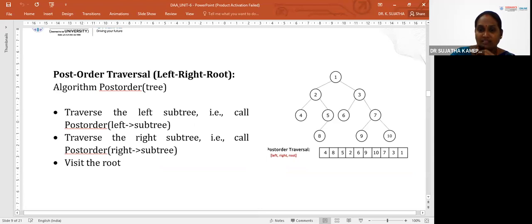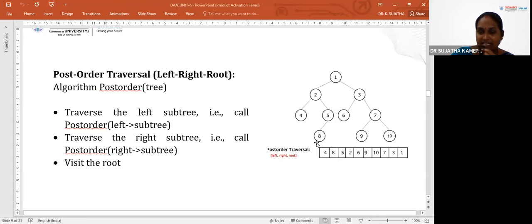And coming to post-order traversal. In the case of post-order traversal, first it traverses the left subtree, then it traverses the right subtree, then the root node is visited. In a post-order traversal, the root node is visited after its children. It is commonly used for tasks like deleting nodes in a binary tree. Post-order traversal is used to evaluate postfix expressions in an expression tree.